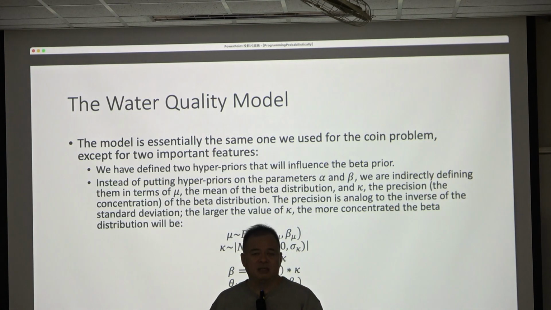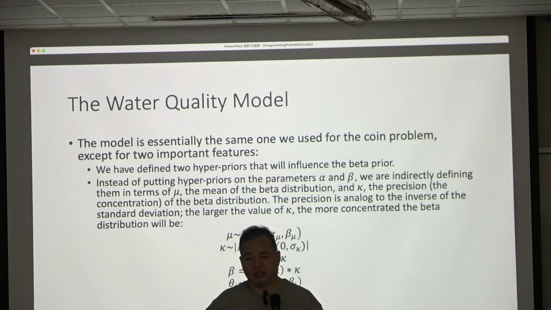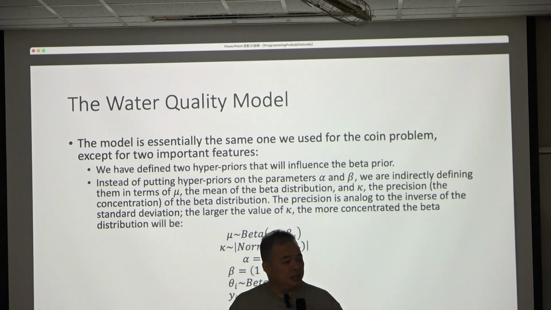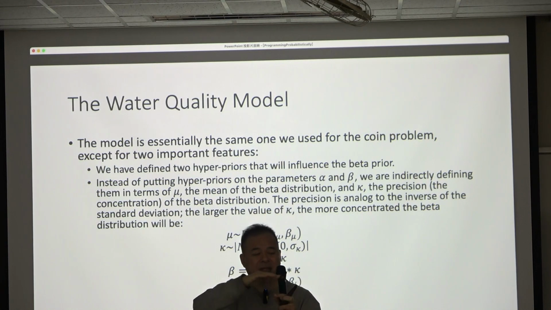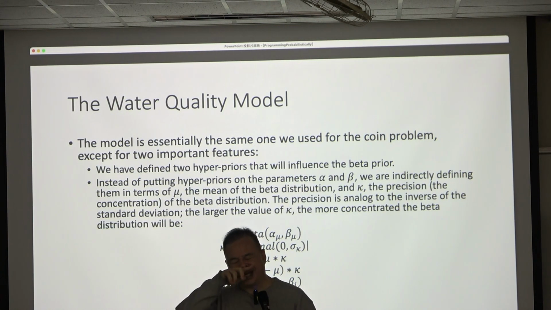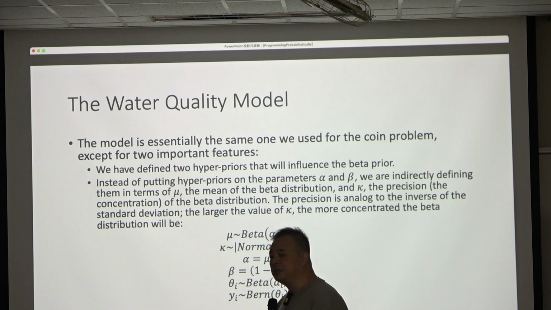kappa. Well, kappa in some sense is the opposite of standard deviation, right? Of course, it's not exactly, but when kappa is big, it's more concentrated, right? The beta distribution is more concentrated. And when kappa is small, it's more flat, right? The distribution is more flat. So the impact of the kappa is exactly opposite of the standard deviation, because for standard deviation, the smaller it is, the more concentrated it is, right? So it's opposite. But anyway.